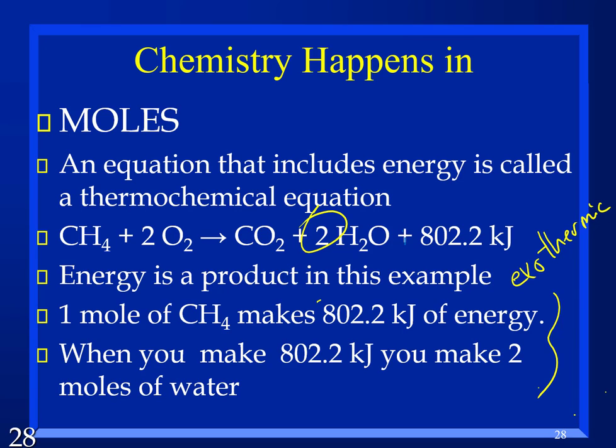So I'm just saying that you can interpret it based on reactants or products, whatever it is, that coefficient in front is how many moles of that stuff gets 802.2 kilojoules. If I use 2 moles of O2, I'll make 802.2 kilojoules if I'm doing this reaction. So here's our reaction.